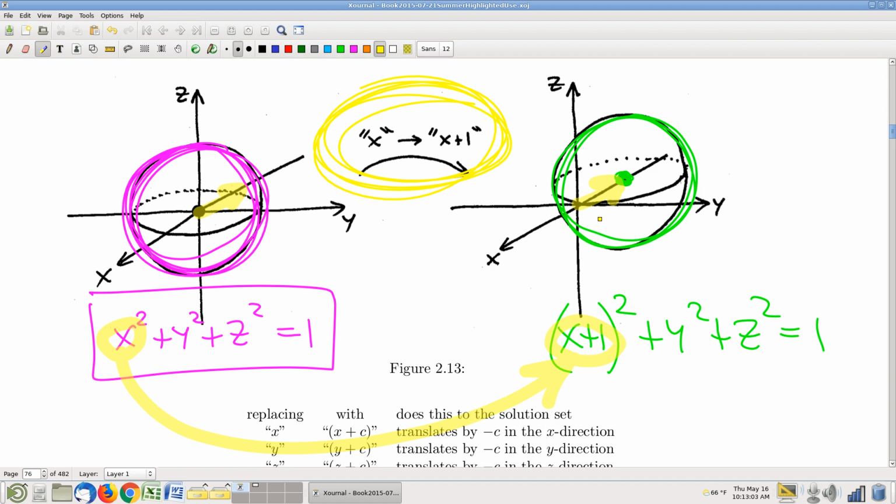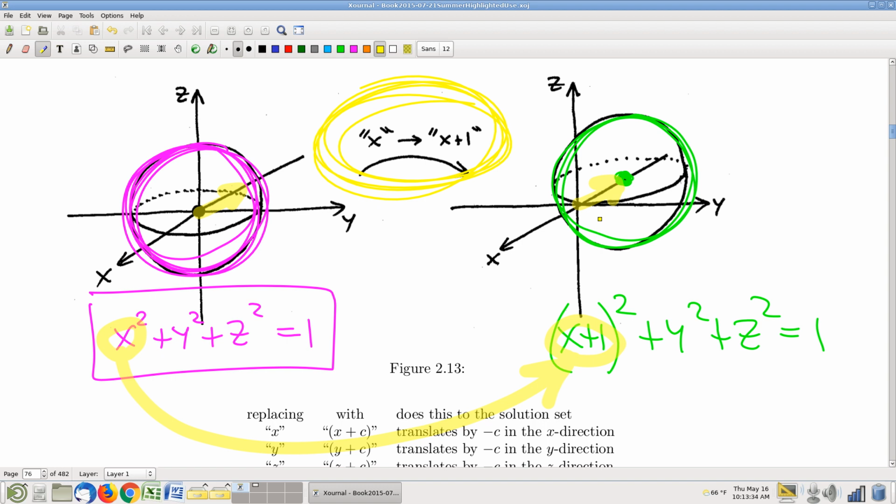So instead of asking what happens when you replace x with x plus 1, what do you suppose happens if you replace x with x plus a different constant? Same idea. It shifts it backwards in the x direction by whatever that is. What if you replace x with x minus a constant? It's going to shift it forward in the x direction. Same basic idea.